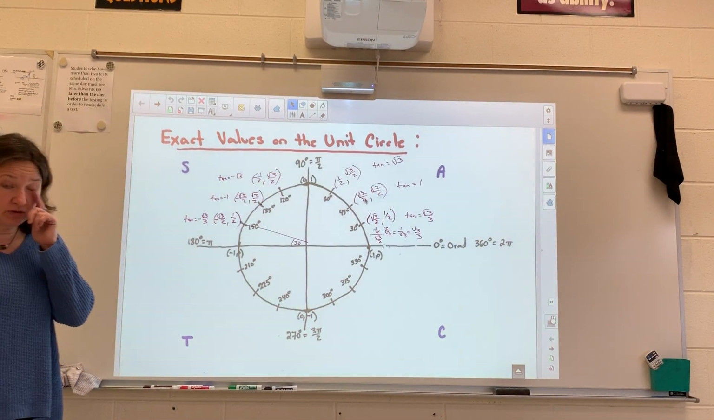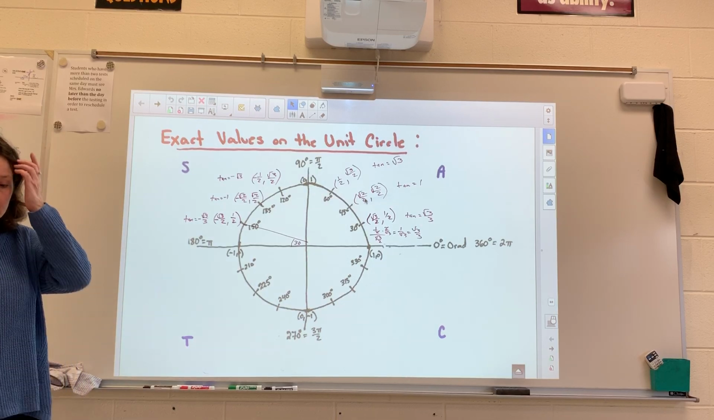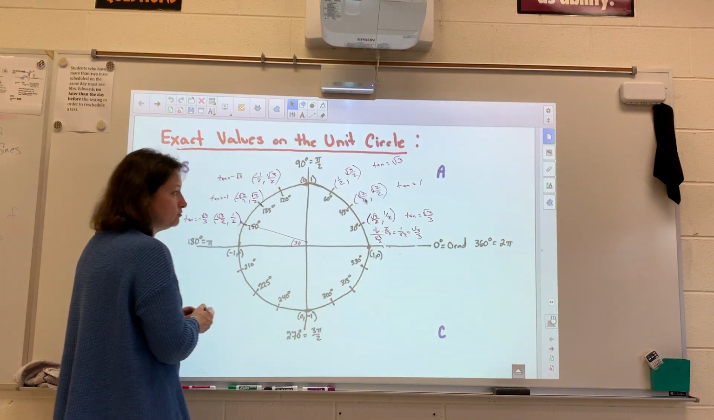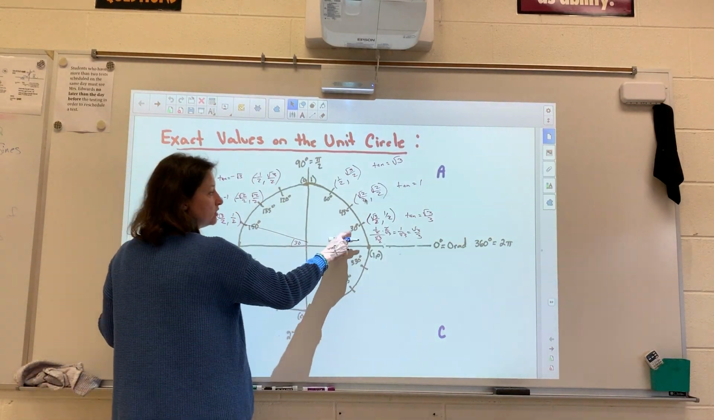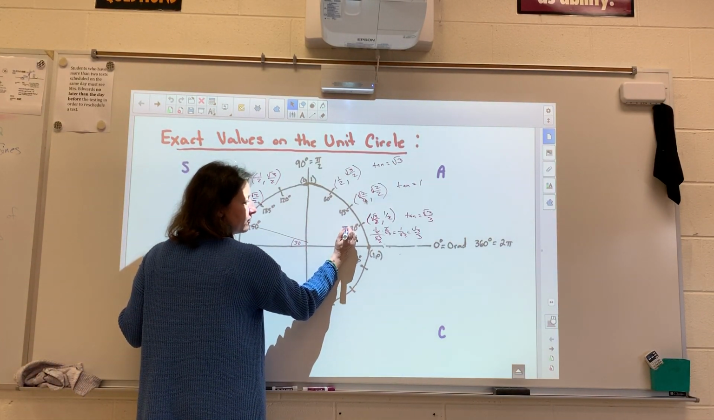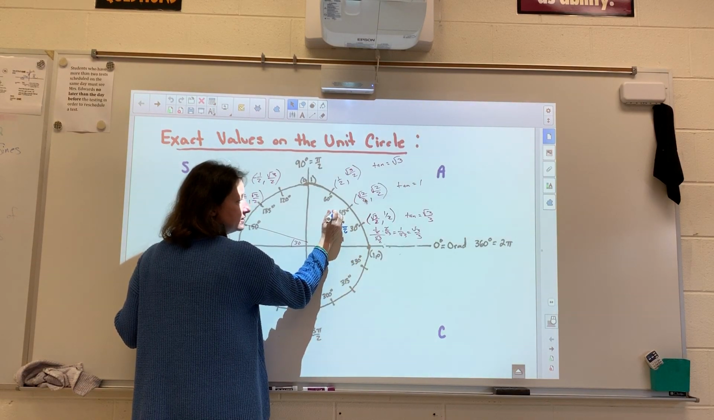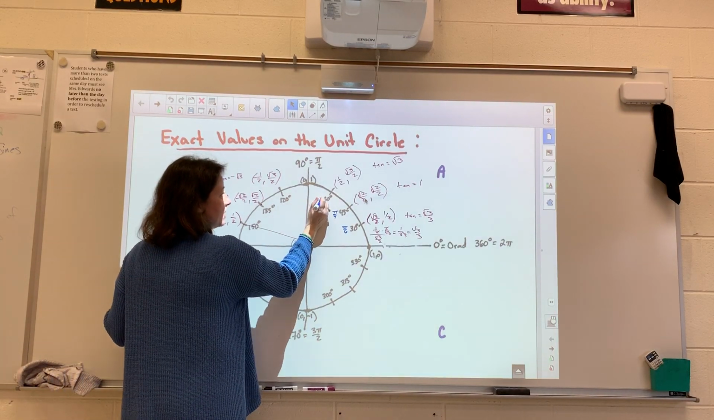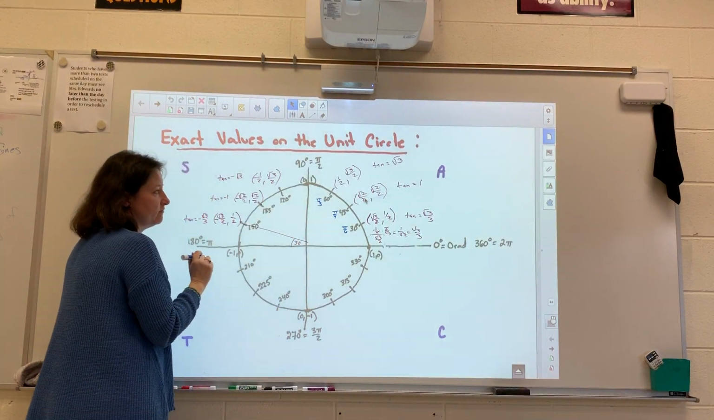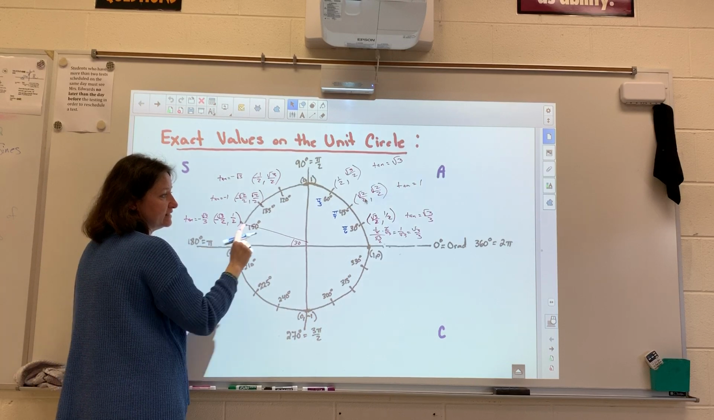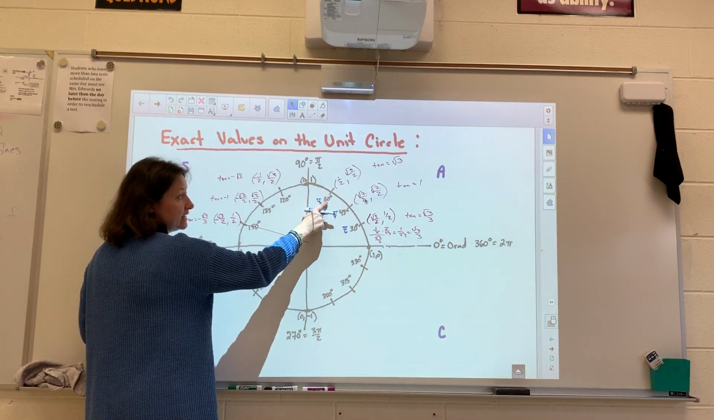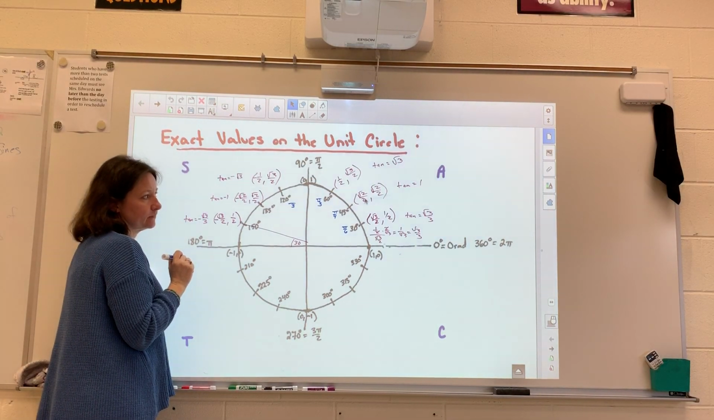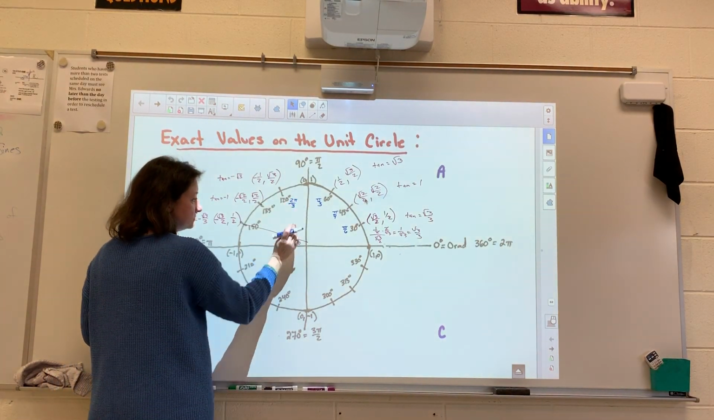Could we do the same thing with radians? Yes. So maybe it would be helpful to know your radian angles. Some of you may want to put that on here so when you study it's all on one page. What's 30 degrees in radians? Pi over 6. What's 45 in radians? Pi over 4. What's 60 in radians? Pi over 3. What's 120 in radians? Ooh, it's the same as 60, so we know it's over 3. What's that going to be? That's right, 2 pi over 3.